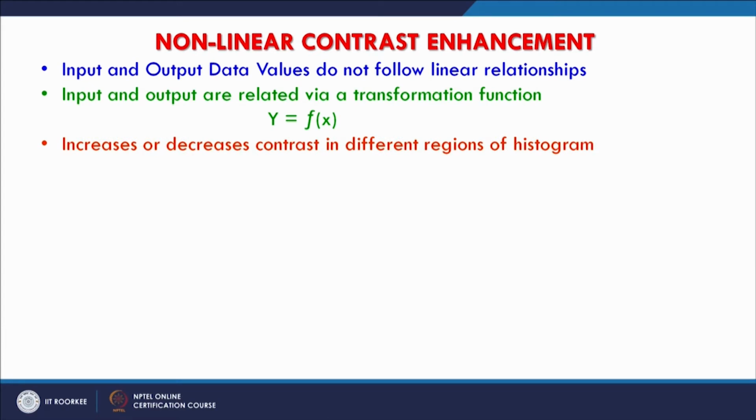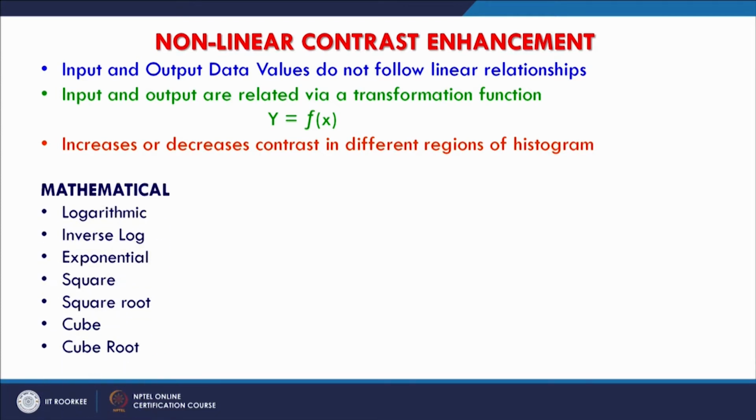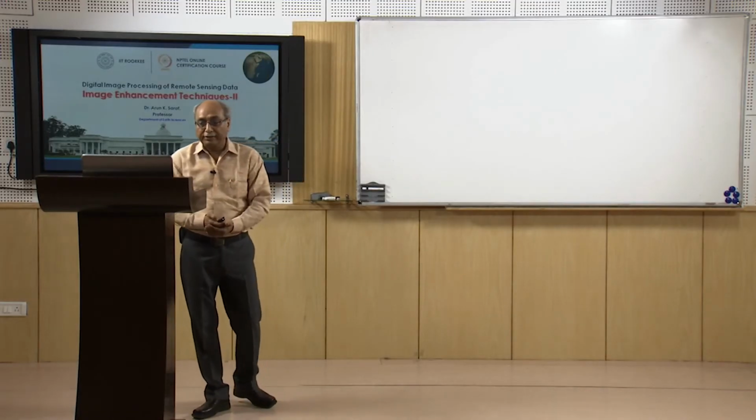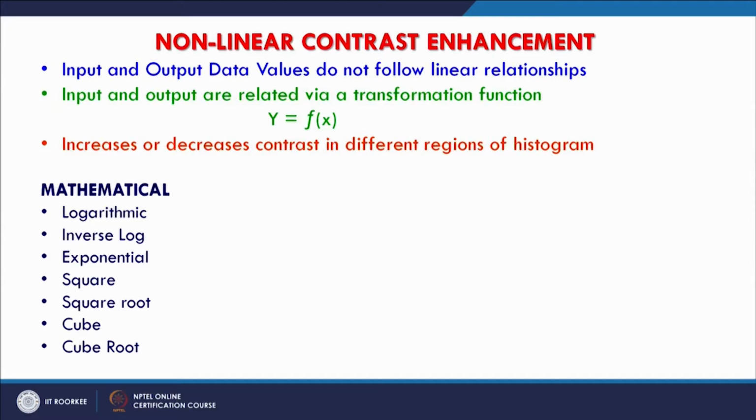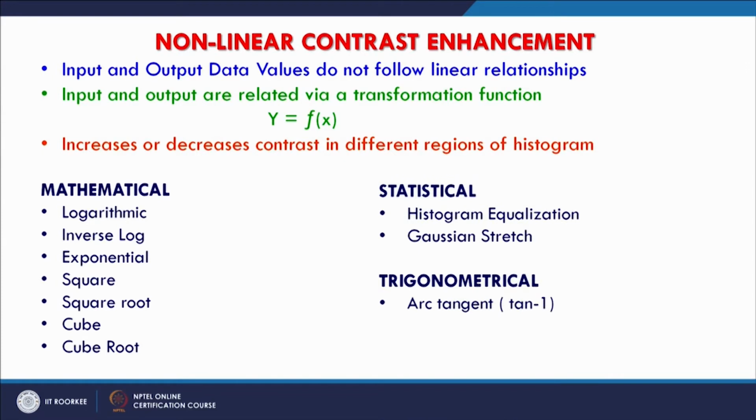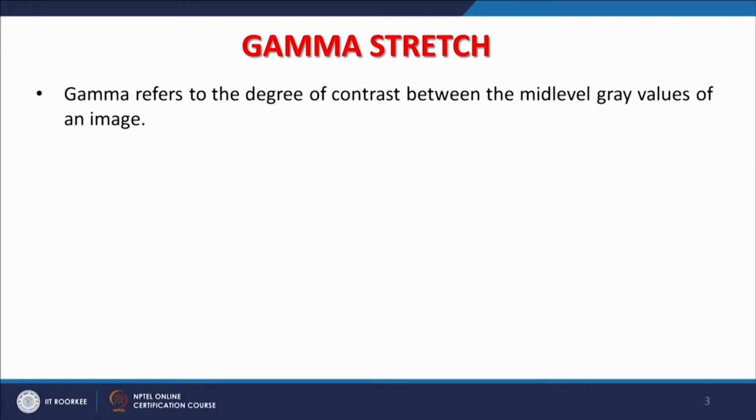Depending on the requirements, we may go for this, and there are various ways of doing it: mathematical ones such as logarithmic, inverse log, exponential, square root, cube root, and nonlinear contrast stretches based on statistics. The most popular one is histogram equalization, maybe Gaussian stretch, and trigonometrical ones also, very rare to perform, but available, the arc tangent.